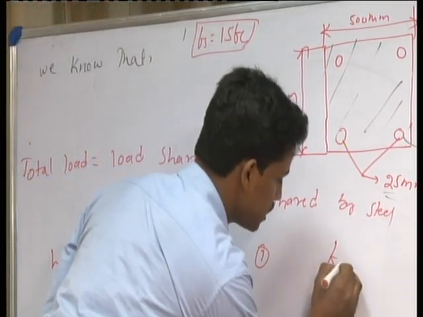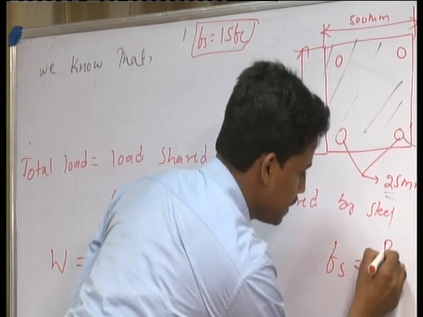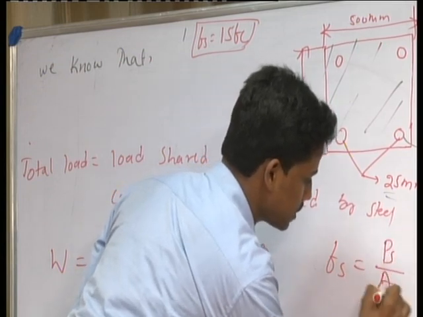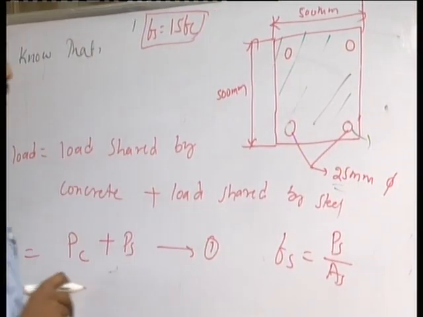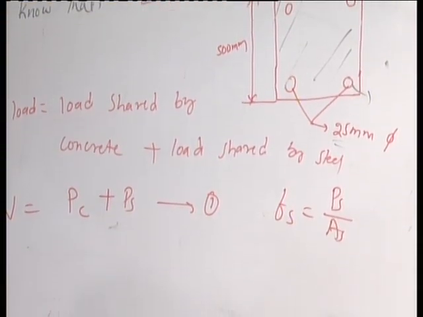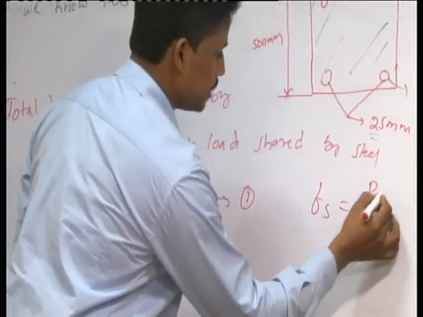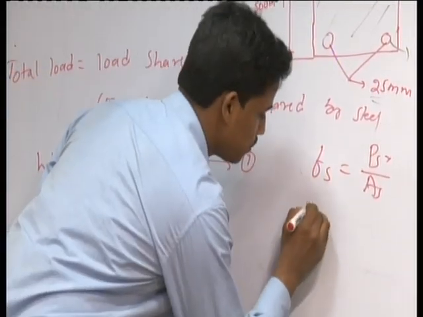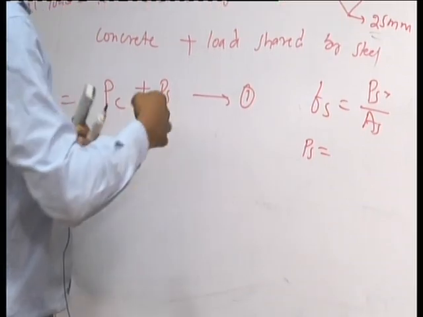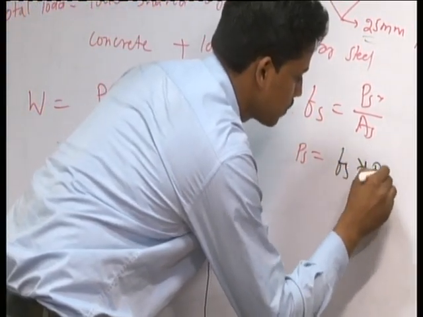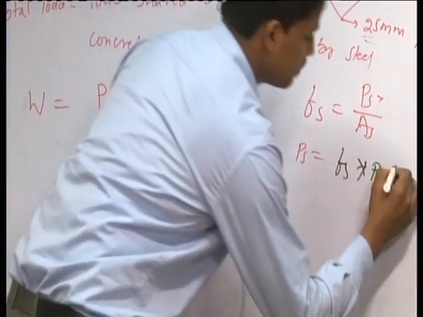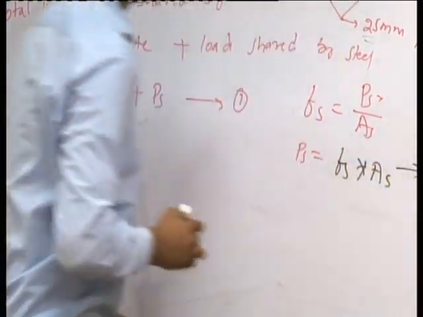We know stress Fs is equal to Ps divided by As. Fs is nothing but the stress in steel, the ratio of load divided by area. So we need Ps in terms of Fs. So Ps is equal to Fs into As. We can call it equation number 2.